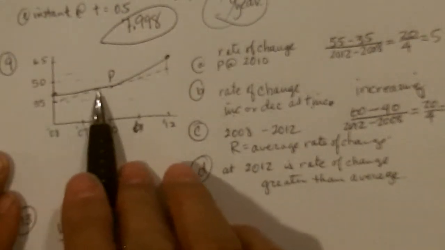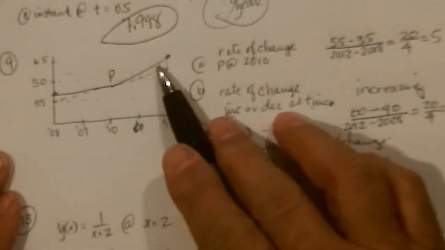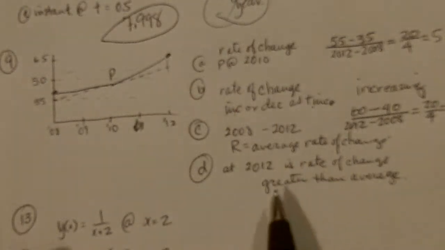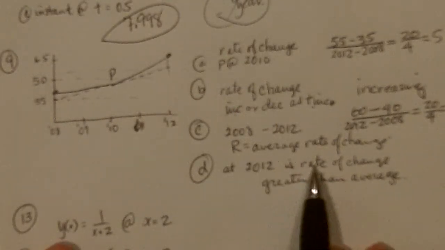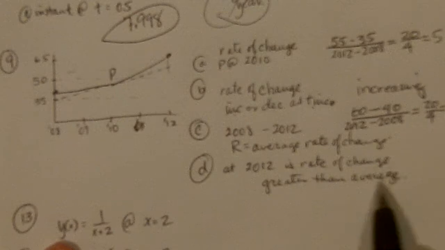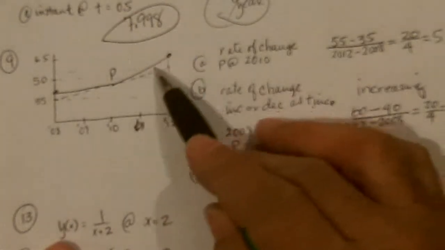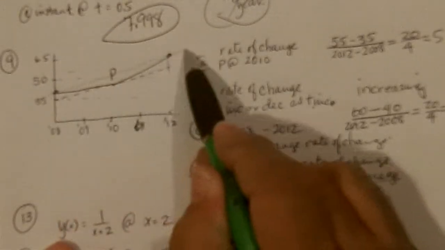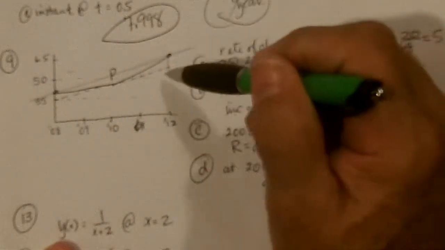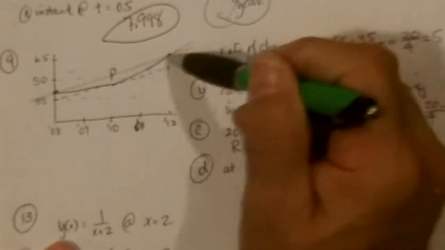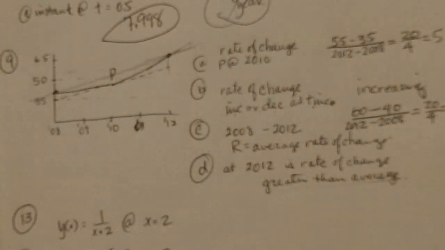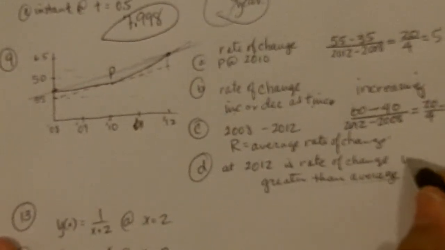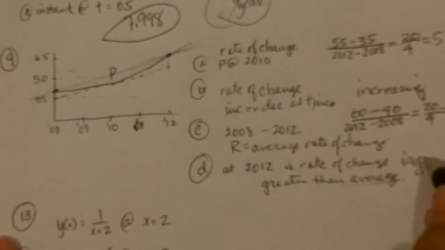Now, it wasn't going at 5% at the beginning, it was going more than 5% at the end. It increased as time went by. So at 2012, is the rate of change greater than the average? Yes, it is. It's steeper here than the average was. The average, which is this right through the two endpoints, and the slope here is steeper than the average slope. Okay? It is greater.